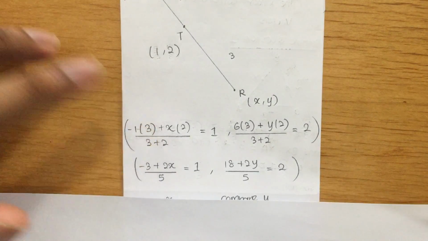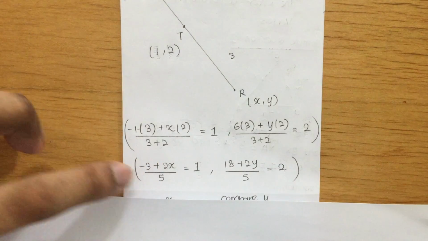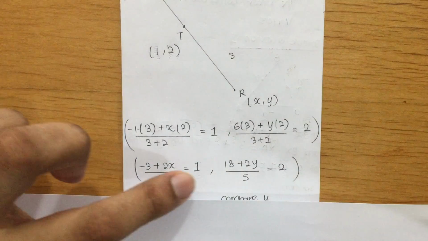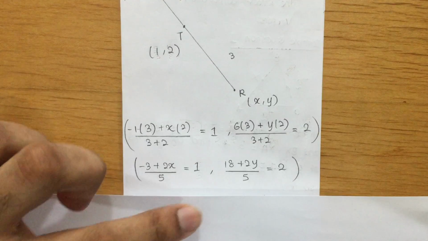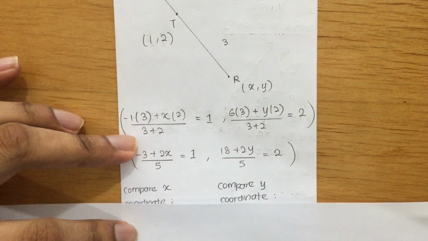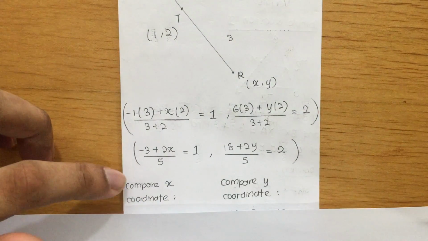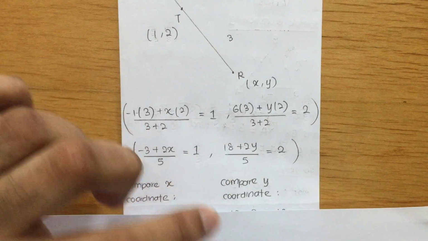So from here, you do some algebra expansion. You should get negative 3 plus 2x over 5 equals to 1. And from here, you get 18 plus 2y divided by 5 equals to 2. So what we can do here is, we'll be doing calculations simultaneously, guys, for the x coordinate and y coordinate.